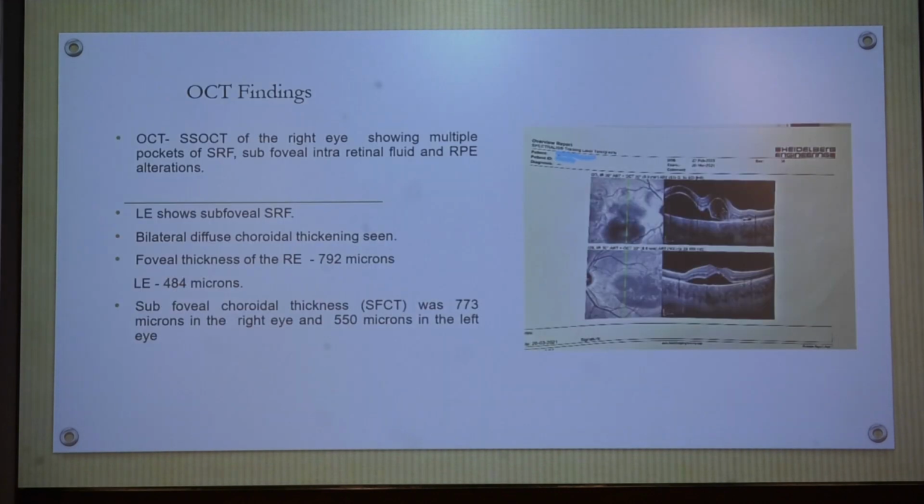OCT showed multiple pockets of SRF, subfoveal intraretinal fluid, and RPE alterations in both eyes. There was bilateral diffuse thickening of the choroid. The foveal thickness in the right eye was 792 and left eye was 484 microns, and SFCT in the right eye was 773 microns and 550 microns in the left eye.